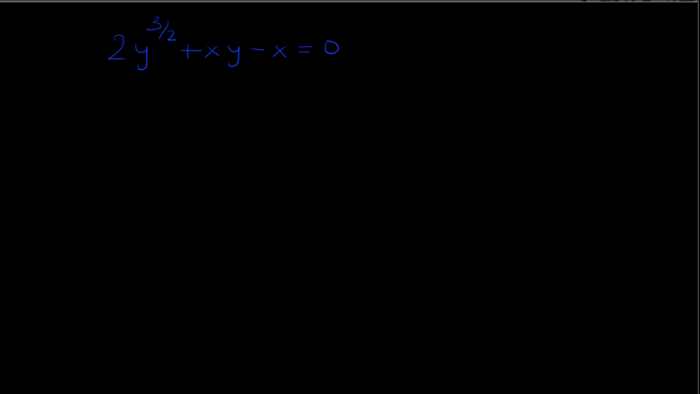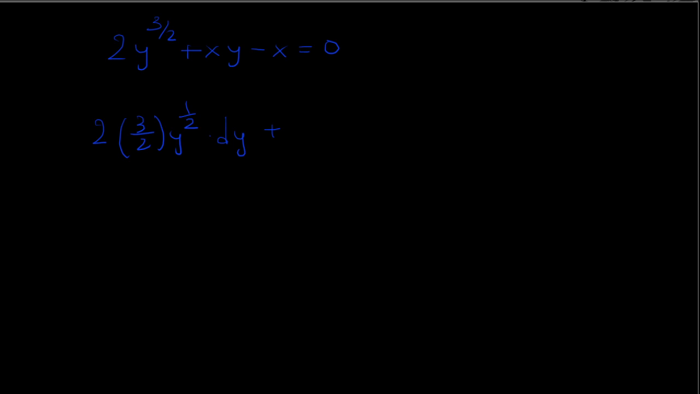Let's look at the first one. 2y to the 3/2. We're taking the derivative of this. So I'm going to bring down the exponent and then subtract 1. And because I'm taking the derivative of y, it's really dy over dx, but here I'm going to leave it as dy. So I'm going to do this problem a little differently. And I think it's a little quicker.